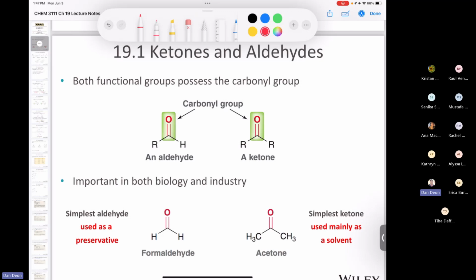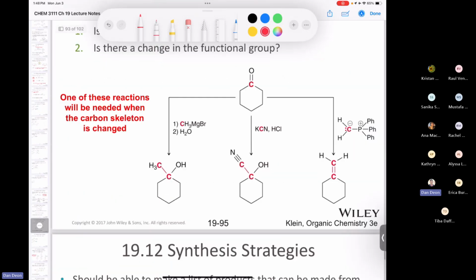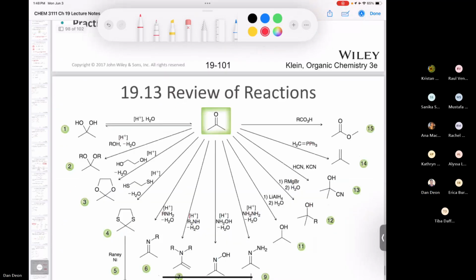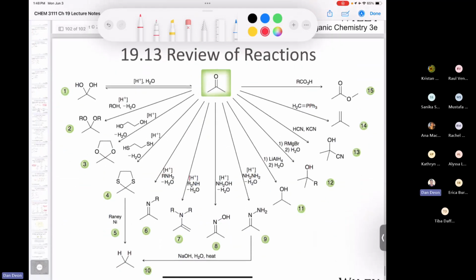I'm going to come back to this slide in just a second, but I want to go all the way to the end and show you all the different reactions that you have to learn in this chapter. It's somewhere down here. Okay, it's the last slide. So you can see that in this chapter, we cover a lot of different reactions.